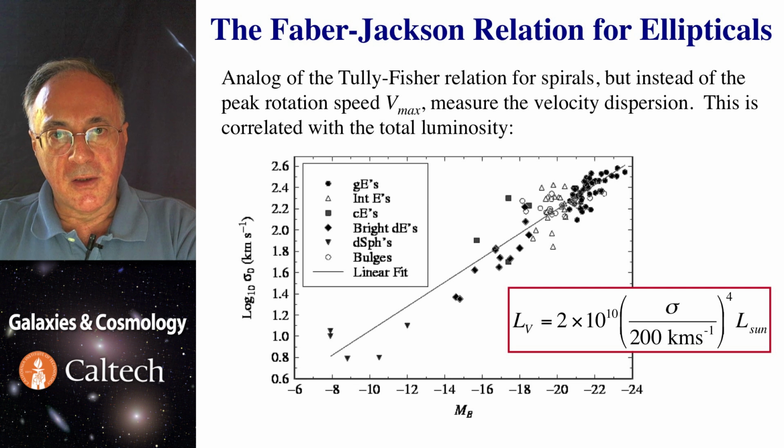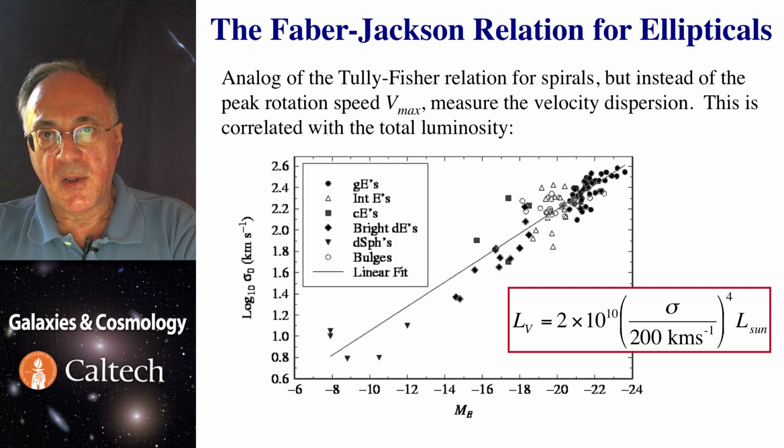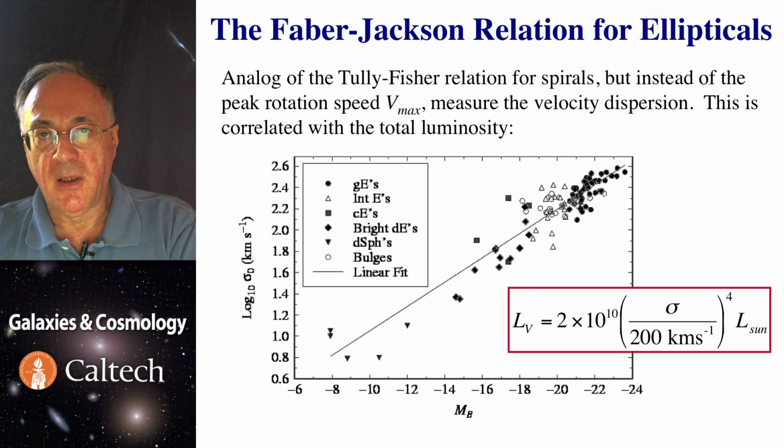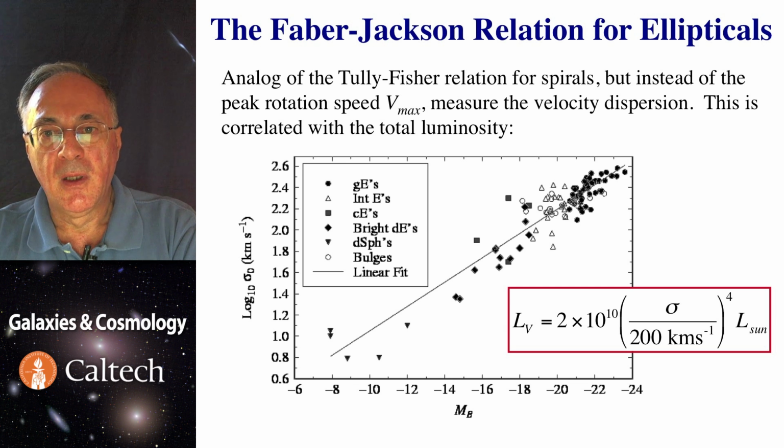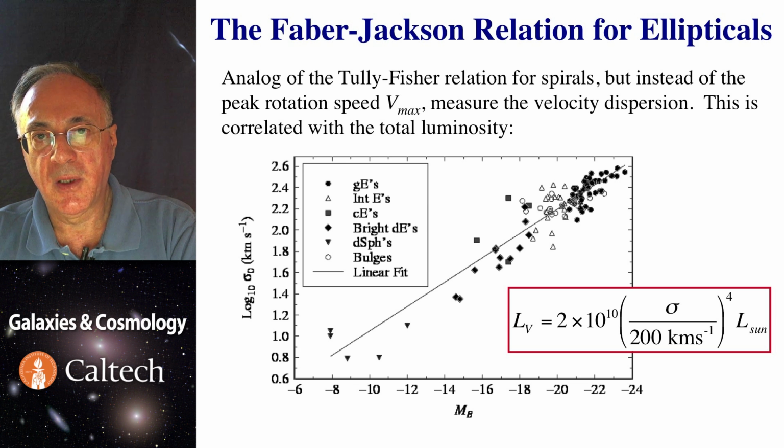An equivalent relation for elliptical galaxies is called the Faber-Jackson relation, because rotational speeds are not important in ellipticals by and large. Velocity dispersion is, that's where the kinetic energy is. A similar thing applies, that luminosity is proportional to roughly the 4th power of the velocity dispersion, here playing the role of the circular speed for the disks. It's a pretty good correlation, but it has large scatter, which cannot be explained by the measurement errors alone. There was something that was causing that scatter, a so-called second parameter, and now we know what that is.